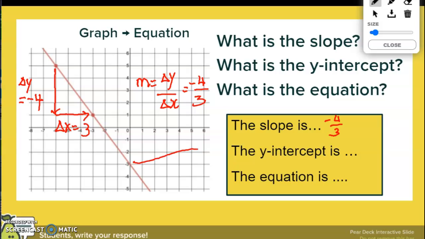Y-intercept is where the graph crosses the y-axis. This is my y-axis. So the y value when the graph crosses is negative 3. So negative 3 is my y-intercept. So the equation is going to be y is equal to, the slope is negative 4 over 3, and then don't forget the x, and then minus 3. That's going to be my equation.